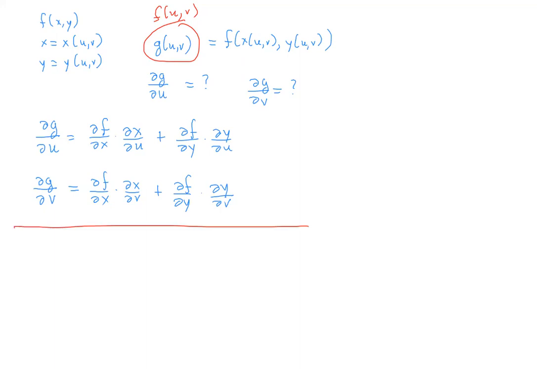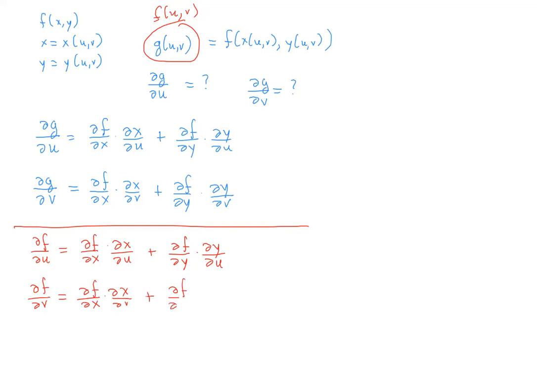So if that was the case, then you would be looking at the partial of f with respect to u being the partial of f with respect to x times the partial of x with respect to u, plus the partial of f with respect to y times the partial of y with respect to u. And the second formula, of course, would be the partial of f with respect to v would be the partial of f with respect to x times the partial of x with respect to v, plus the partial of f with respect to y times the partial of y with respect to v. And that would be the expression.